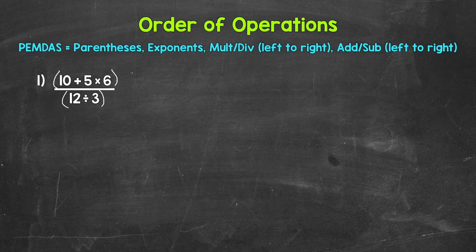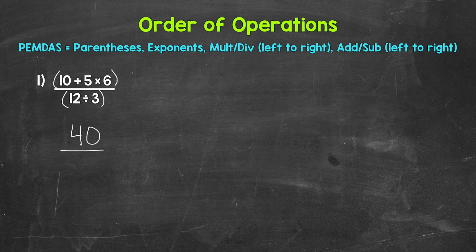Let's start with the top. We have 10 plus 5 times 6. So we need to multiply first and then add. Remember, multiplication comes before addition. 5 times 6 gives us 30. So we have 10 plus 30. That gives us 40. So the numerator is 40.